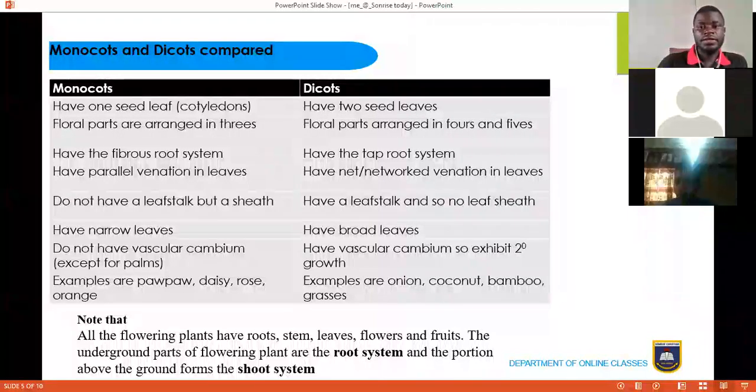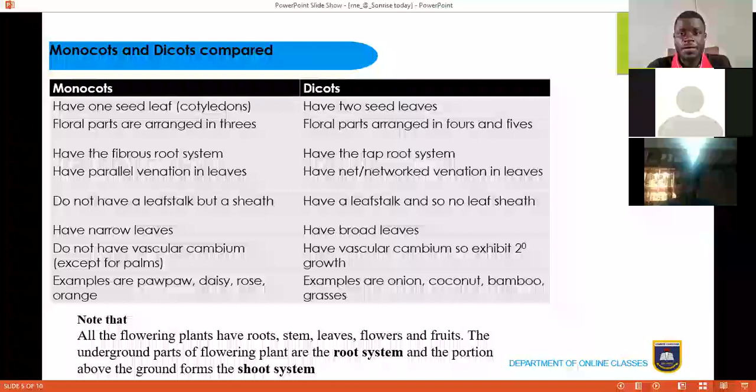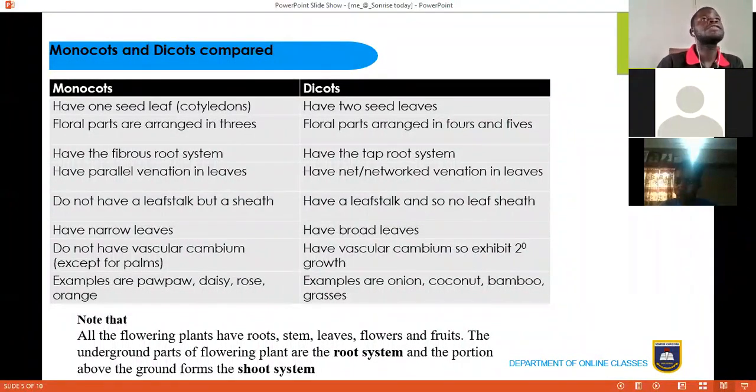Like I said early on, monocots have only one cotyledon, whereas dicots have two cotyledons. The floral parts of monocots are arranged in threes, whereas those in the dicots are arranged in fours and fives, and there are multiples for that matter. And of course, in the monocots, there is what we call the fibrous.